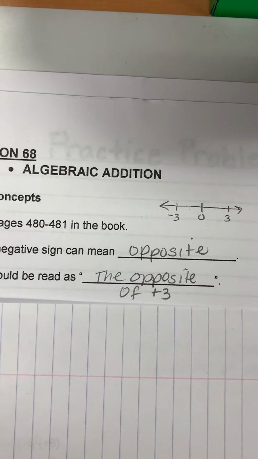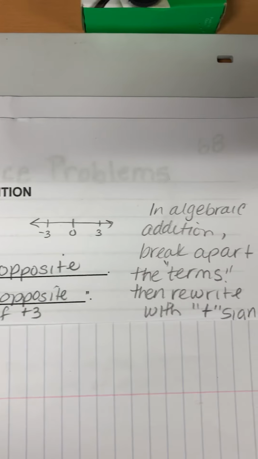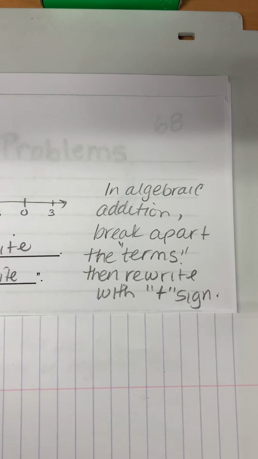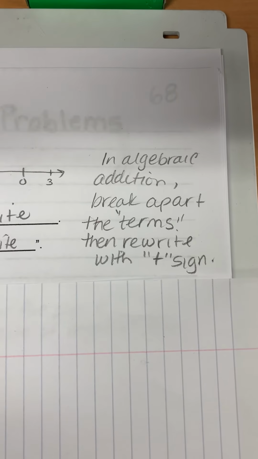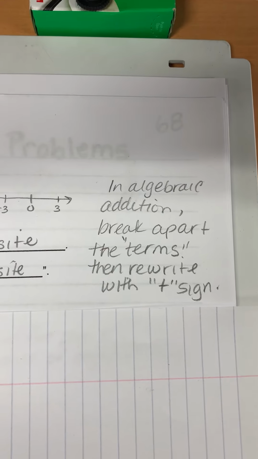And so in algebraic addition, we refer to numbers as terms if they have a symbol. Our goal is to break apart the terms and rewrite with a plus sign in between them. And I like to say the words "combined with" because it helps me keep the idea straight.